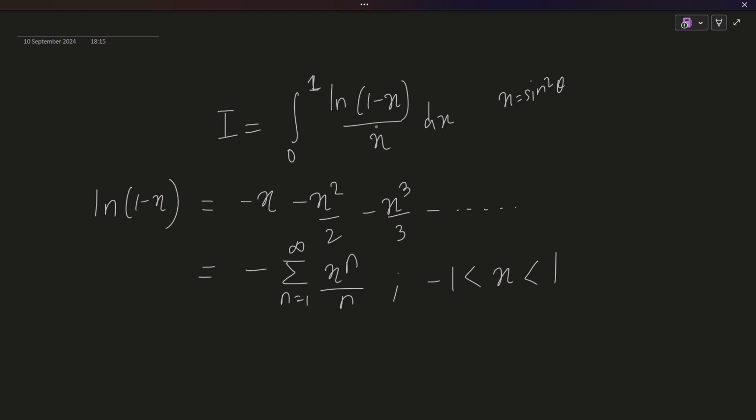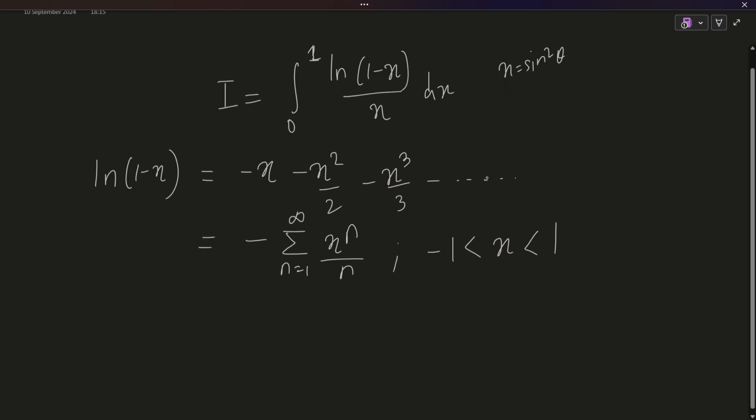Otherwise, you do know that log of 0 goes to negative infinity. So these are the limits that we need in order for the expansion to work, and it is the range in which this logarithm of 1 minus x converges. So in order to do our integration, we are going to use this expansion.